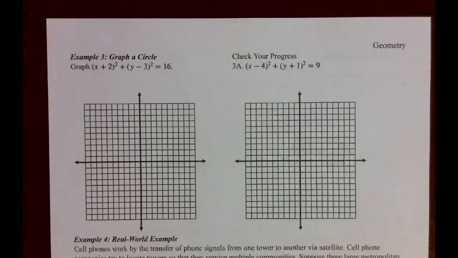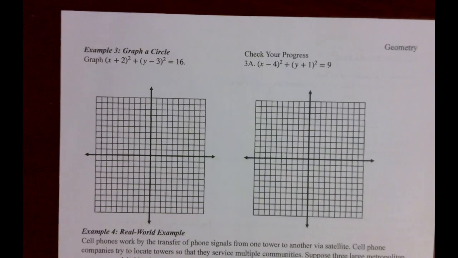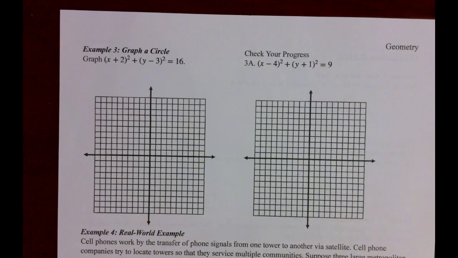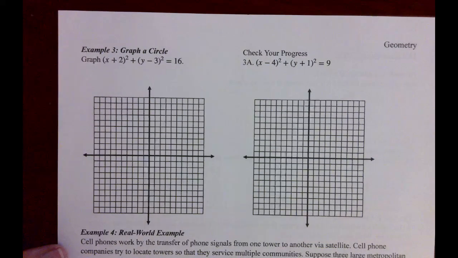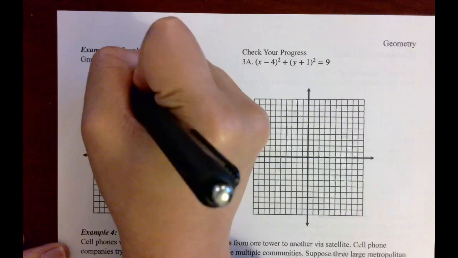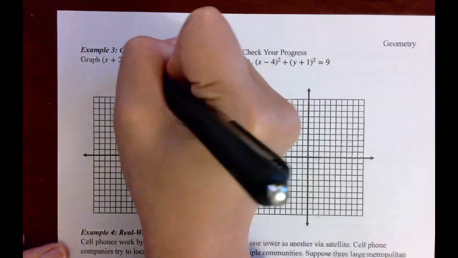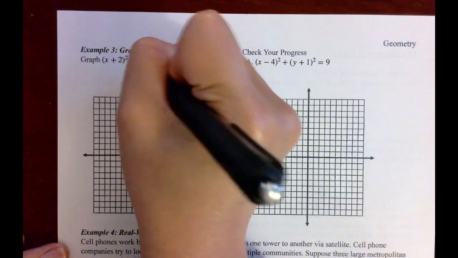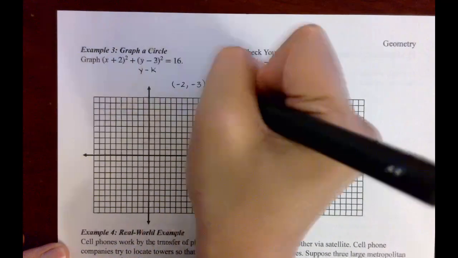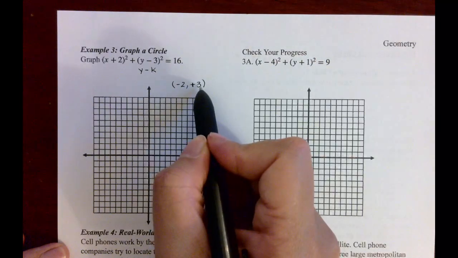Okay, so now how do we graph a circle? That's easy. We just need the center and the radius. Okay. So here, x plus 2 squared plus y minus 3 squared equals 16. Quite immediately, I know that the center is at -2, 3. How did I know that? Well, since the formula is y minus k, that means 3. That means 3 has to be k.